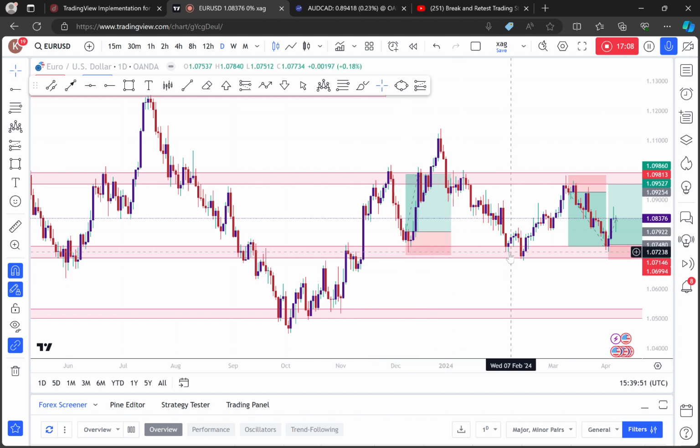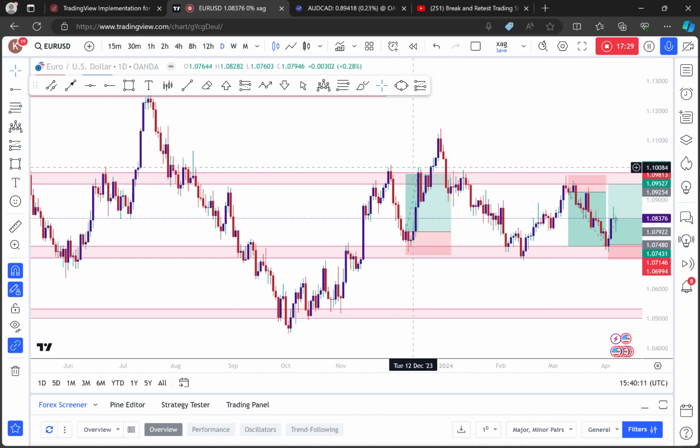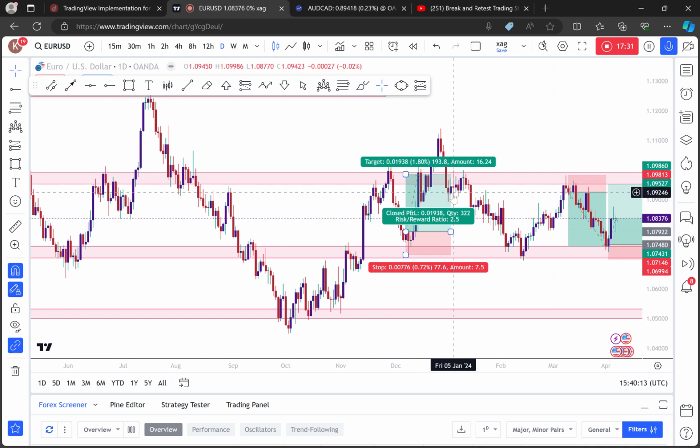But the best thing is just to understand the market structure. Have a look at this. Higher highs, higher lows, higher highs, higher lows. This zone being tested again. Price broke out, then it tested this zone. Have a look at that. 193 pips.